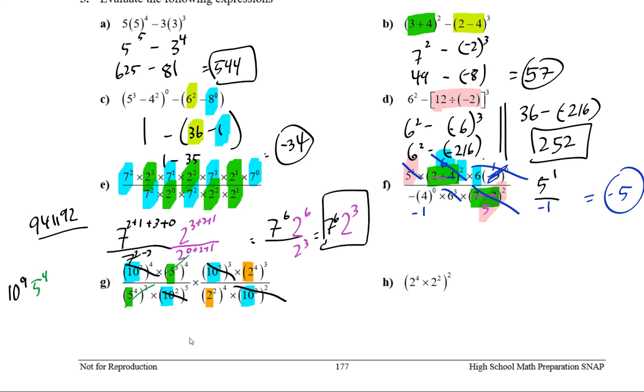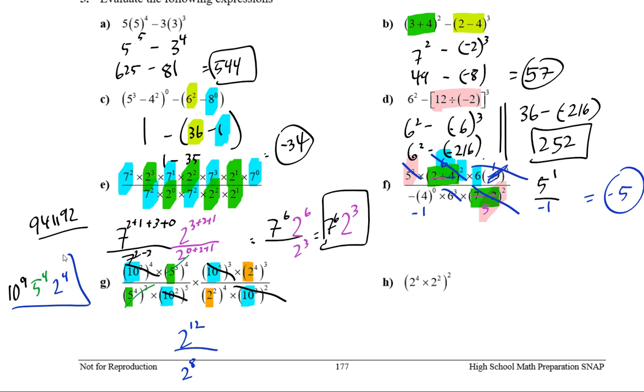So we have on the top 2 to the 4 times 3, which is 2 to the 12. And on the bottom, we have 2 to the 2 times 4, which is 8. And again, 12 minus 8 is 4. So 12 minus 8, we're dividing, it's 2 to the 4.